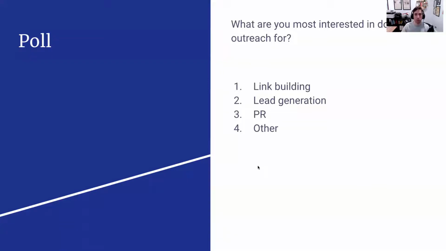So results here, link building at 30%, lead generation at a little over half, PR at 11%, and other at 7%. All right, cool, good to know.